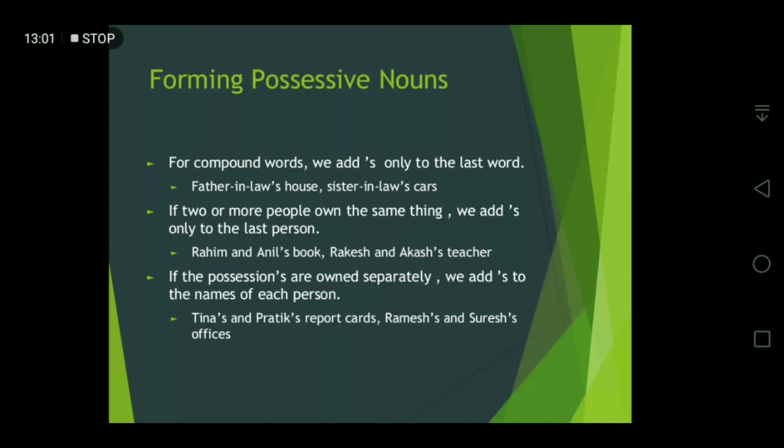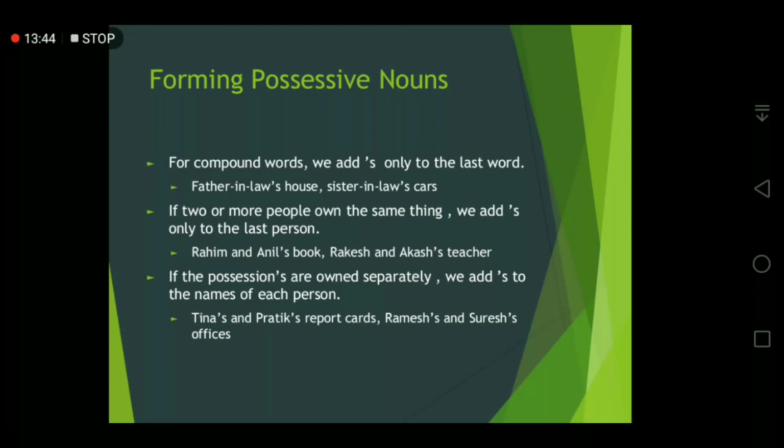If you want to show possession separately, we add the apostrophe s to each of the persons, to both of the persons. Remember it. So here are some of the rules for forming possessive nouns, where you use the apostrophe to form the possessive nouns. You can also follow the book, where many rules and examples are there, so that you can understand better.